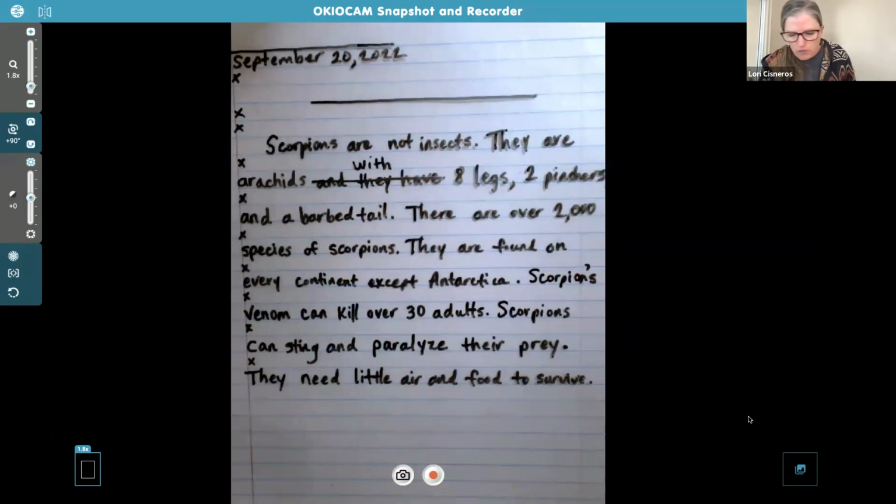When you go back and read your story and you decide, that's too many words. I don't want to use all those words. I want to change it to with. So now it says they are arachnids with 8 legs, 2 pinchers, and a barbed tail. That's a little bit more precise in that sentence.